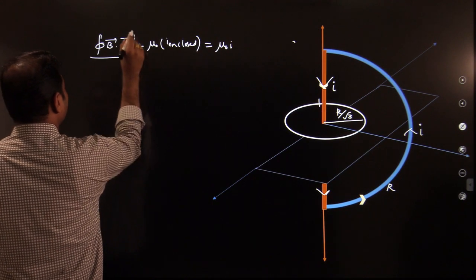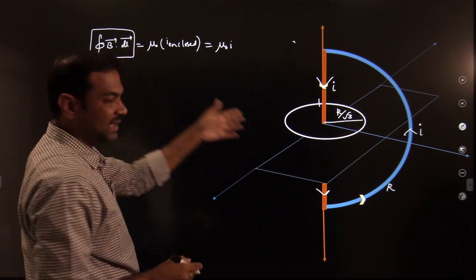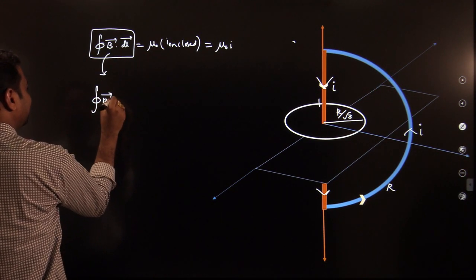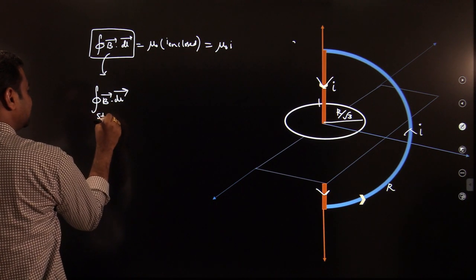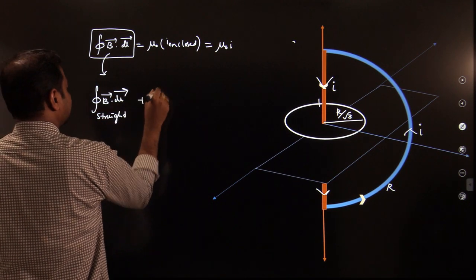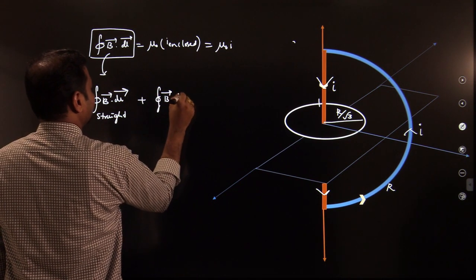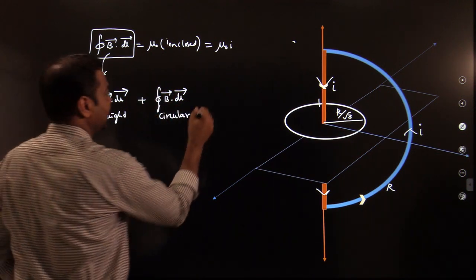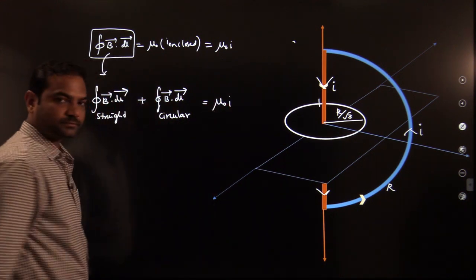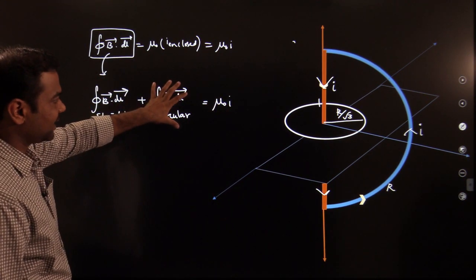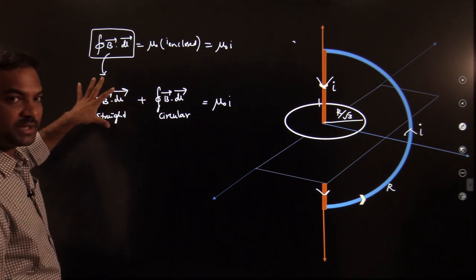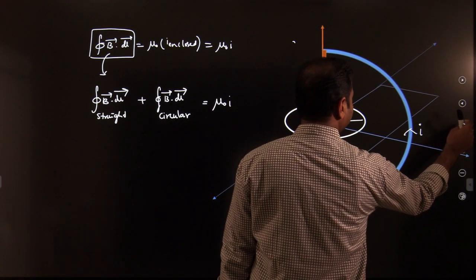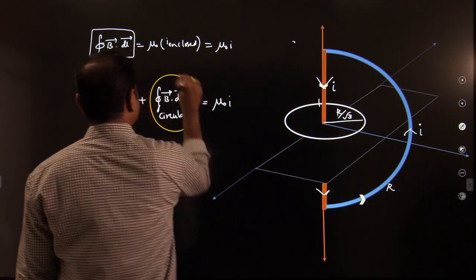Whatever line integral I am getting, this is the line integral due to two parts: integral B bar dot dl bar due to the straight wire, which is along the diameter, plus integral B bar dot dl bar due to the semicircular wire, which is required to us. This is the part we require. This is equal to mu naught into I. So if I am able to find out integral B bar dot dl bar value due to the straight part, then the problem is done. That is the advantage of Ampere's law.